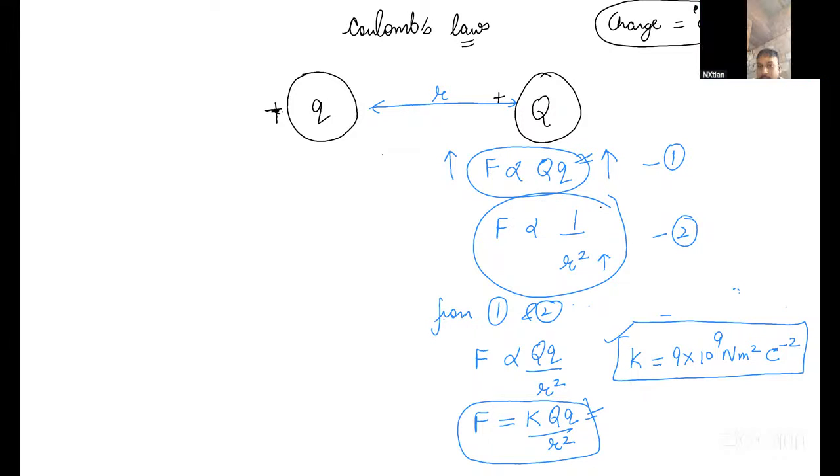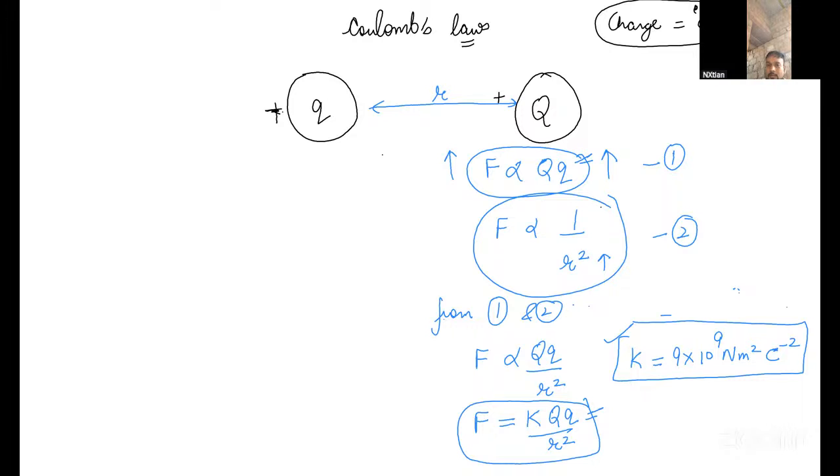Same thing as in the gravitation chapter, where F is equal to GMm by R square, and G is equal to 6.67 into 10 to the power minus 11 Newton meter square kg inverse square. That is kg because mass came. Here it is charge, so it is Coulomb square.